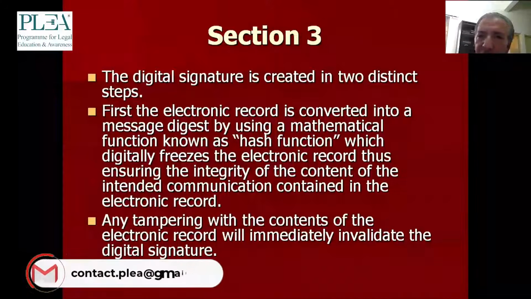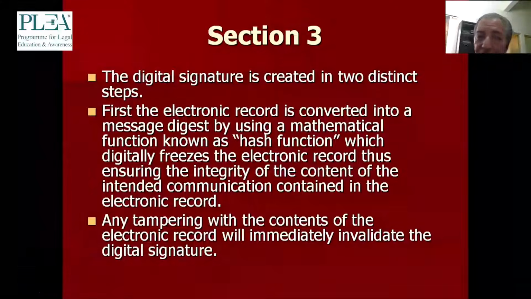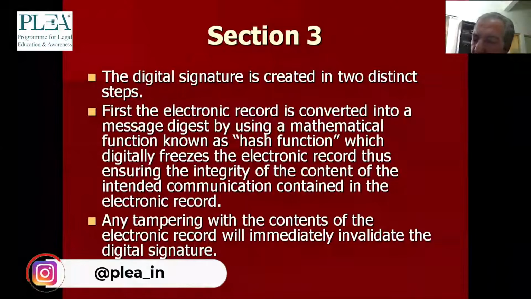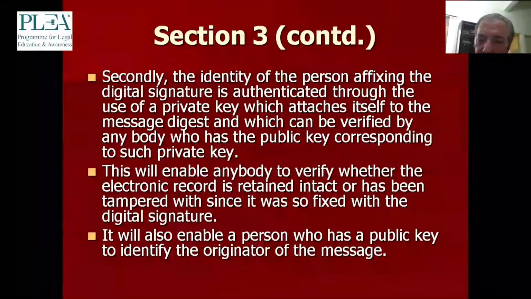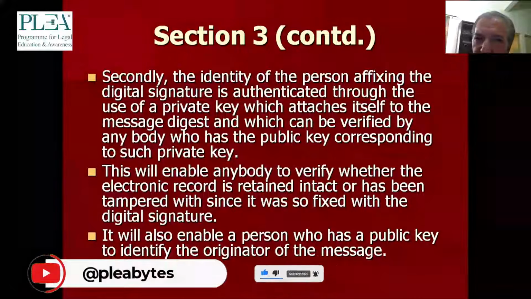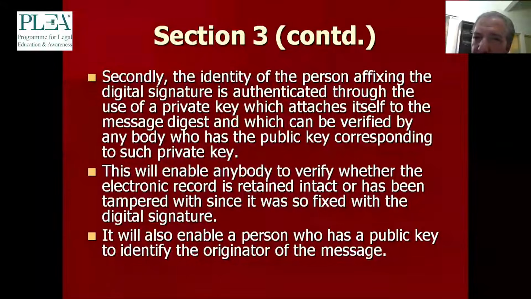We talked about hash value. So hash function is the mathematical function that is used. Any tampering with the contents of the electronic record will immediately invalidate the digital signature. Secondly, the identity of the person affixing the digital signature is authenticated through the use of a private key, which attaches itself to the message digest and which can be verified by anybody who has the public key corresponding to such private key.